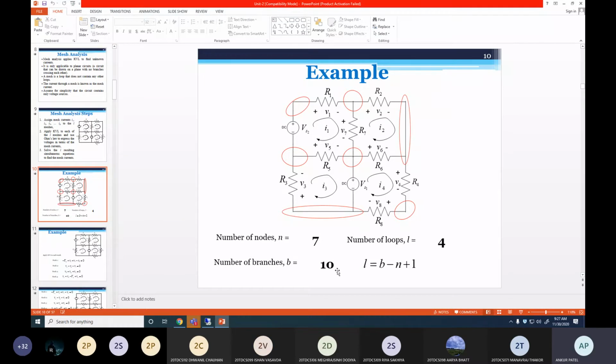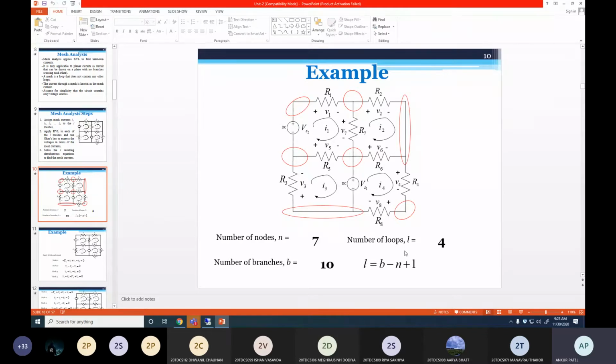The number of branches given is 10: 1, 2, 3, 4, 5, 6, 7, 8, 9, and 10. The number of loops, I1, I2, I3, I4, is 4. So L equals B minus N plus 1, that is 10 minus 7 plus 1, which equals 4. So this is the relation between loops, branches, and nodes.